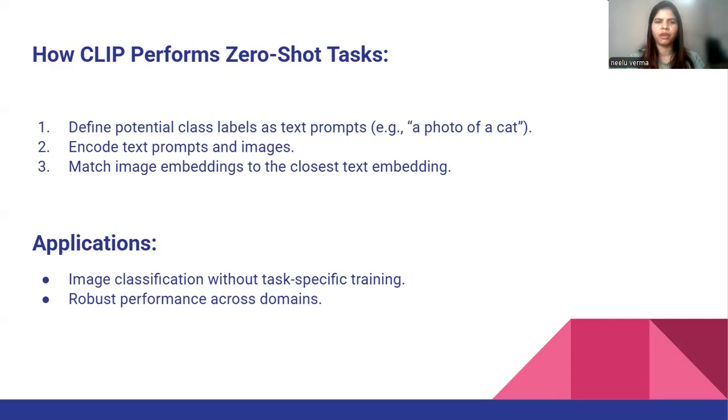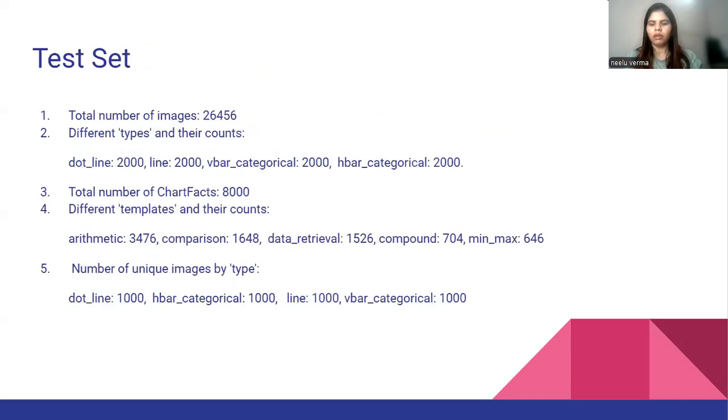There are also some applications. We can use it for image classification tasks without specific training, and also for robust performance across domains. This is the dataset that we have created for the newer task, and I have adapted this CLIP model for our task.